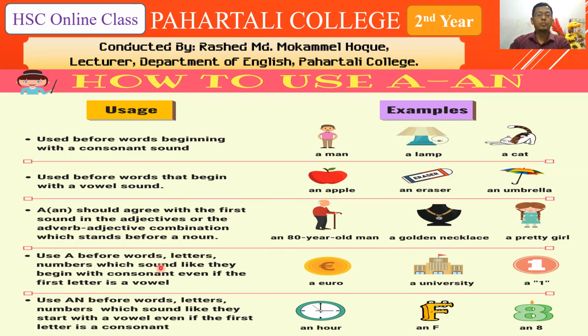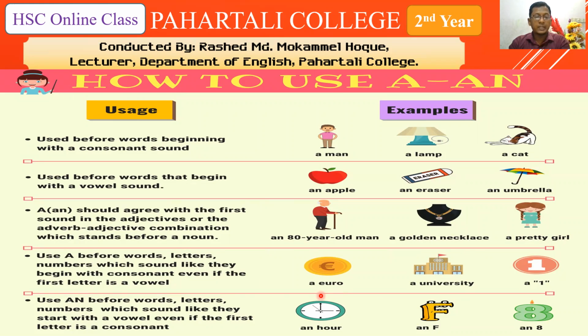Use a before words, letters, or numbers which sound like they begin with a consonant, even if the first letter is a vowel. Though the first letter is a vowel, they begin with a consonant sound, so there will be a. Say for example, a euro. Though it starts with e, I say a euro, a university, a one. A university you pronounce like you, a euro pronounced like euro.